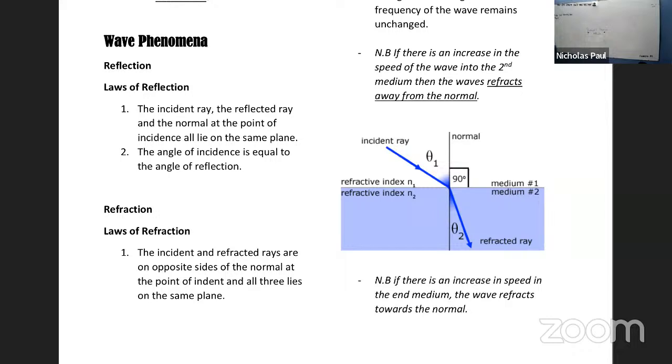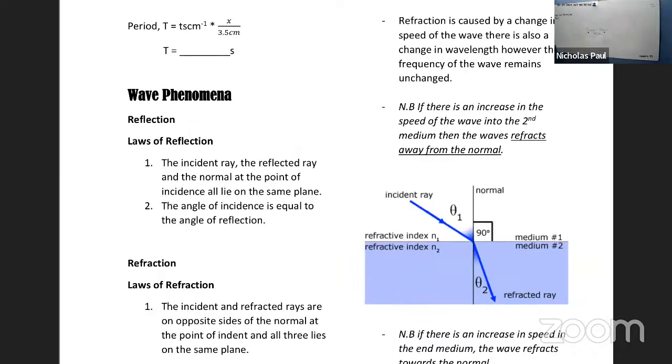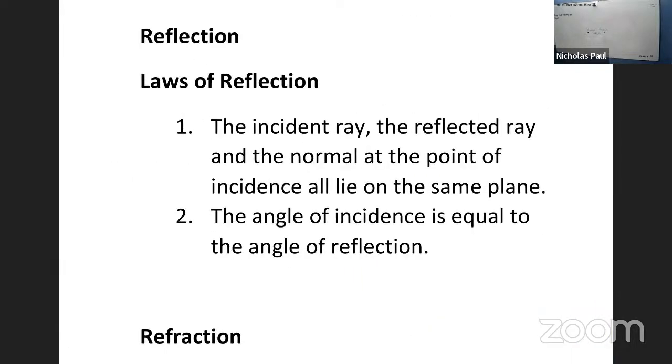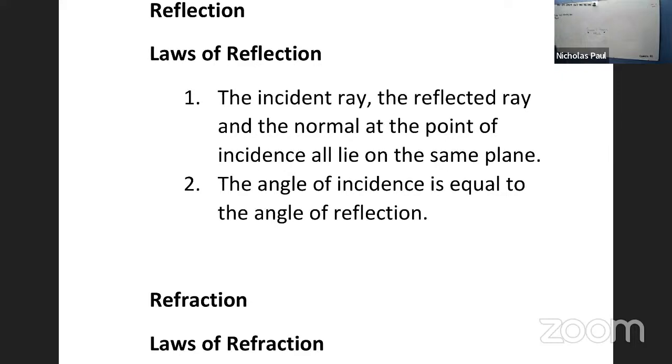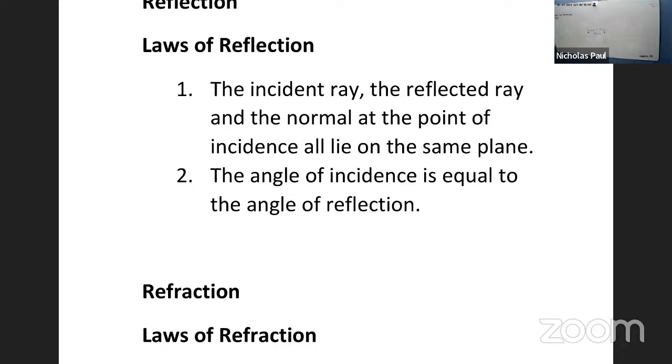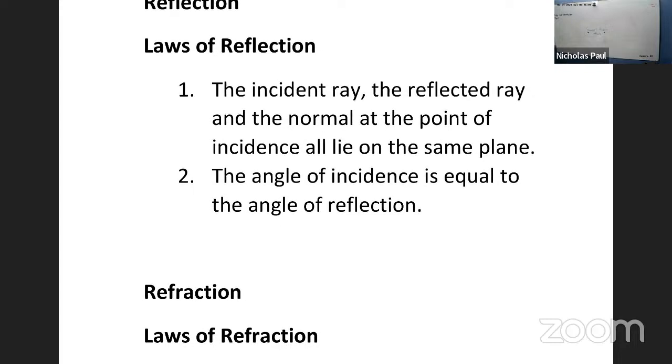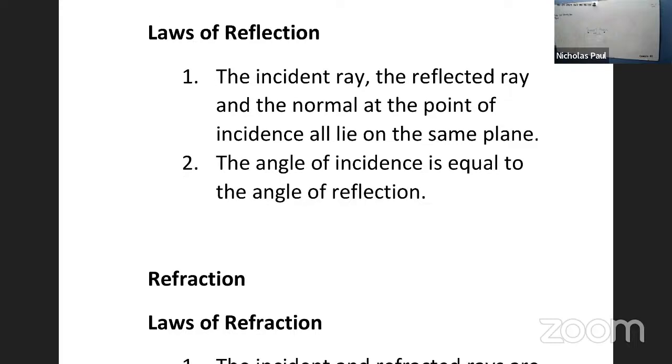All right, so let's start. All these things you know already, so I'm just going through it. What are the four things that waves undergo? Reflection, refraction, diffraction, and interference. So reflection: in the laws of reflection, the incident ray, the reflected ray, and the normal all lie on the same plane, and the angle of incidence equals the angle of reflection.